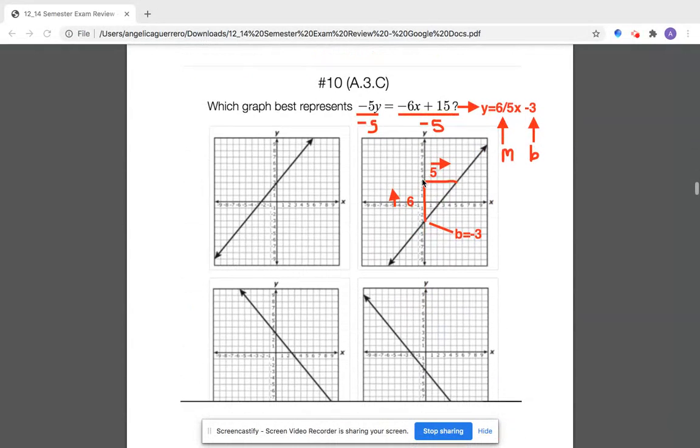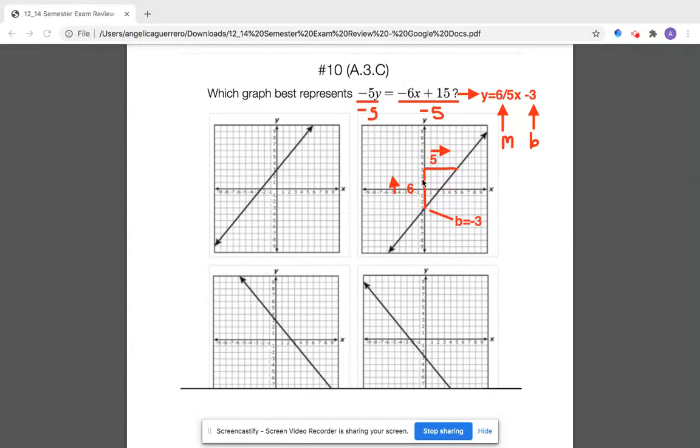Number 10, which graph best represents -5y = -6x + 15? So the one thing you want to recognize is this is an in-between form. You can't automatically look at this and identify the y-intercept is 15 and your slope's -6. You would need to get rid of that -5 in front of the y, divide by -5 throughout each individual term, and it simplifies to y = 6/5 x - 3. So when you look at this graph, it has an x-intercept at -3, and it's going up 6, right 5. This is the correct answer.